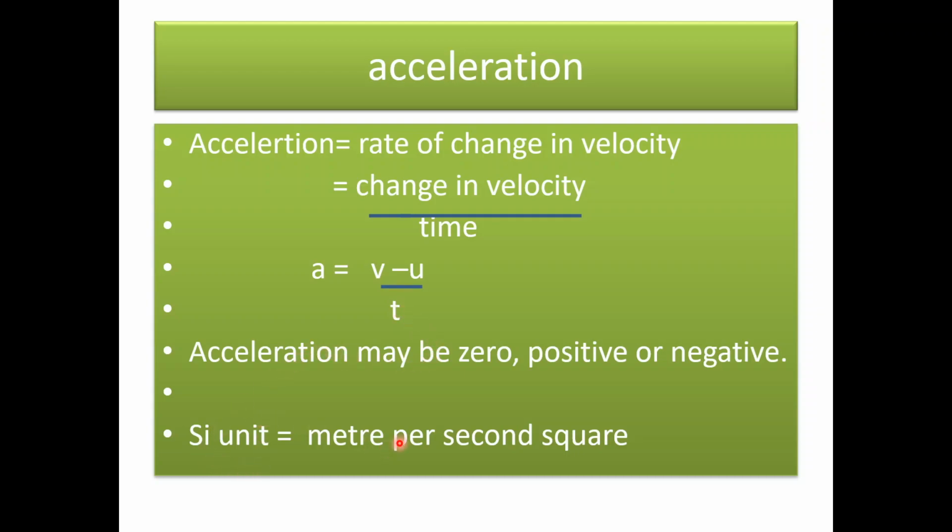SI unit of acceleration is meter per second square. How? Change in velocity is meter per second, divided by second. So altogether what will be its SI unit? Derived SI unit, meter per second square.